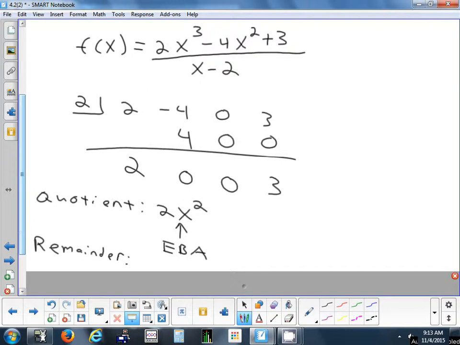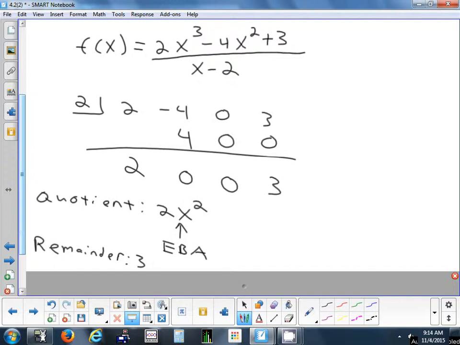What's my remainder here? 3. Okay. That's it. So that's my end behavior asymptote, and that's my remainder. Now, if you don't want to do synthetic division, if that's confusing, do long division. You don't have to use synthetic.